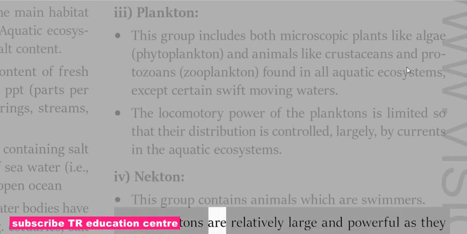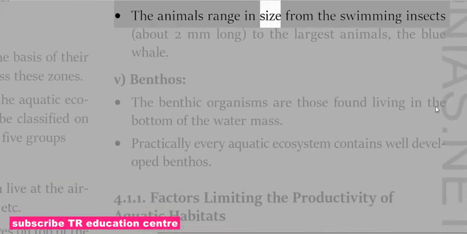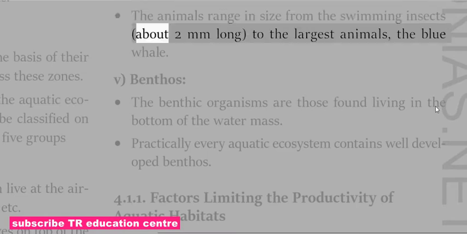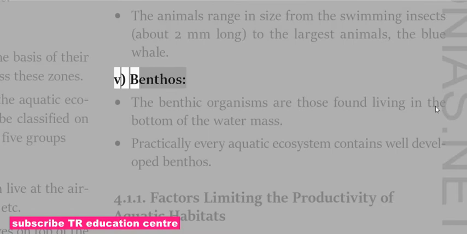4. Nekton. This group contains animals which are swimmers. The nektons are relatively large and powerful as they have to overcome the water currents. The animals range in size from the swimming insects, about 2 mm long, to the largest animals, the blue whale.